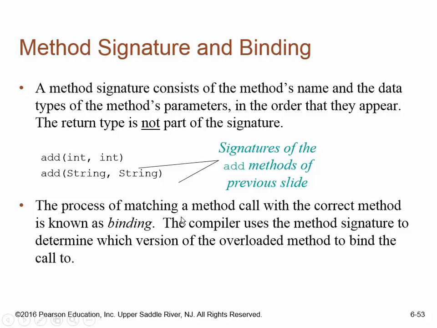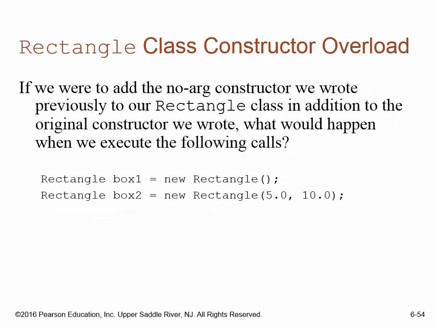The process of matching a method call with the correct number and type of parameters is known as binding. And what you'll learn as we go on is some things in programming languages are what are called early bound, which means when you compile the program, the system has to know everything about it. Sometimes things are called late bound, which means that the system can wait and not figure it out until the program is actually running. When we get into arrays and stuff, that'll become more important.